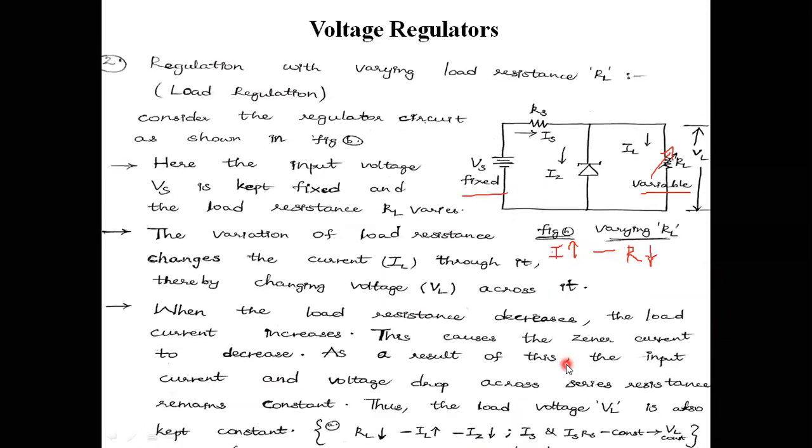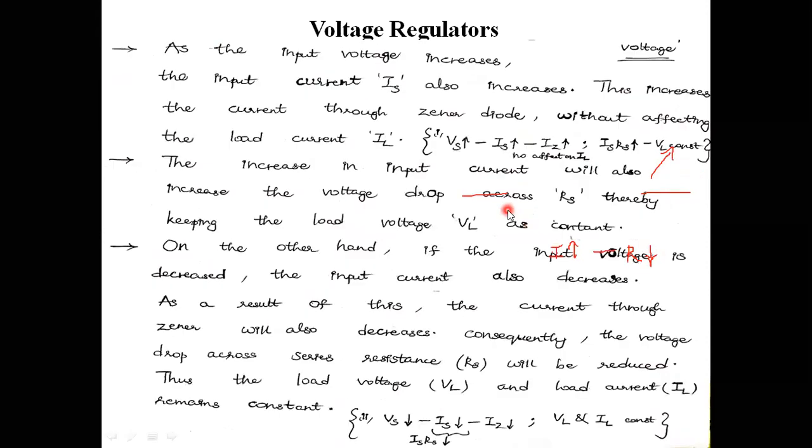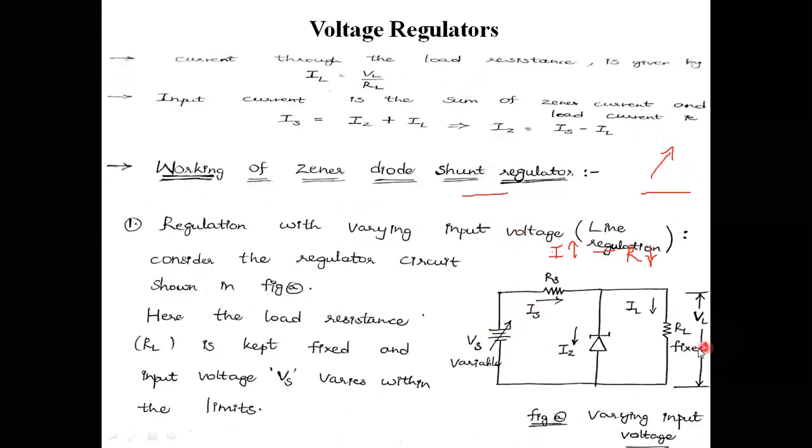And by varying this load resistance RL, between small and high values, the output voltage is maintained constant by keeping the input voltage supply fixed. With the input fixed, RL varies, and I am going to obtain a constant output voltage.